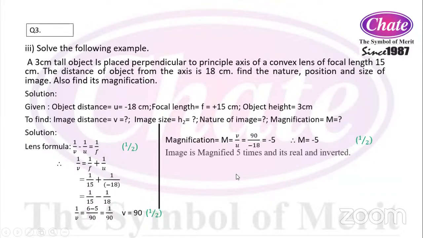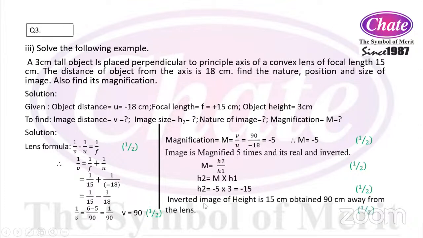Here the magnification is negative. That means the image is 5 times, real, and inverted, as we can see from the negative sign. So m is equal to h2 upon h1. So h2 will be magnification into h1. So h2 is minus 5 into 3, that is equal to minus 50.